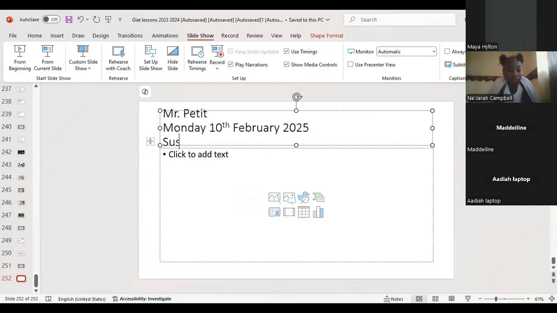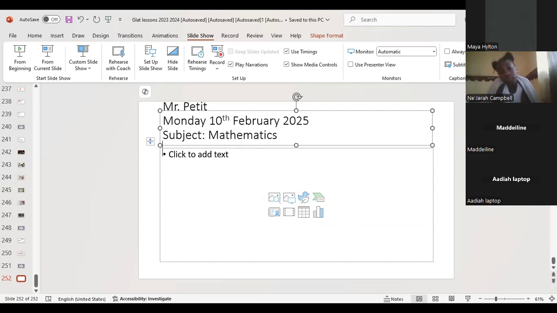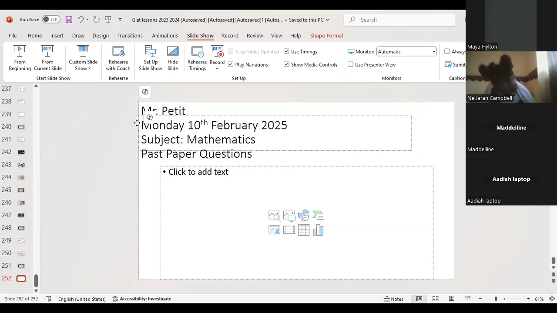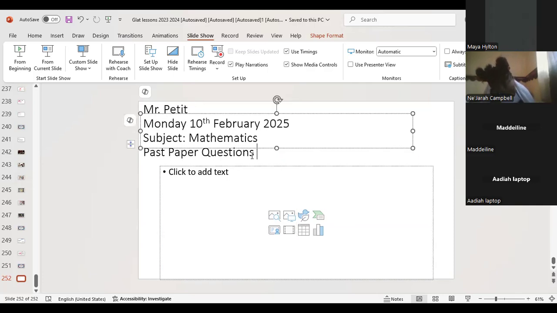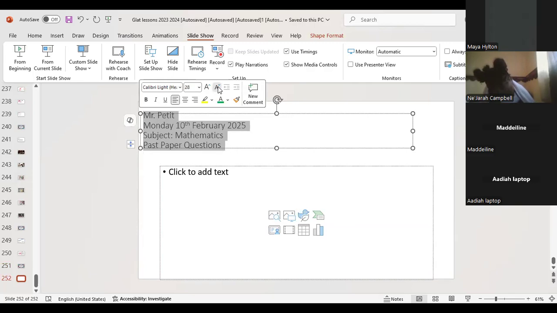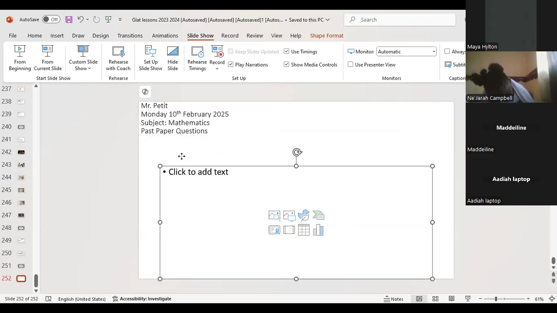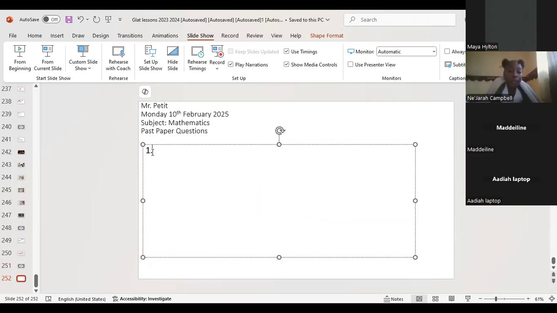Our subject is, of course, mathematics. And the topic is, we're just going to be looking at past paper questions today. All right, so let's begin with our first question. So number one.